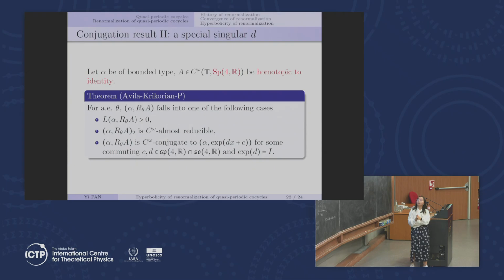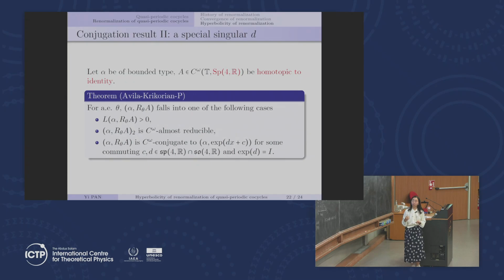And here it is. So alpha is still of bounded type, and we will focus on SP4, making use of some special low dimensional phenomenon, and we require it to be homotopic to identity. And as I mentioned before, regular D means the centralizer is abelian. So automatically, we can see that a regular D can never be homotopic to identity. So this is a pure symplectic case, a pure singular case. And what we can show is, starting from a one-parameter space, (alpha, R_theta A) will fall into one of the following cases.